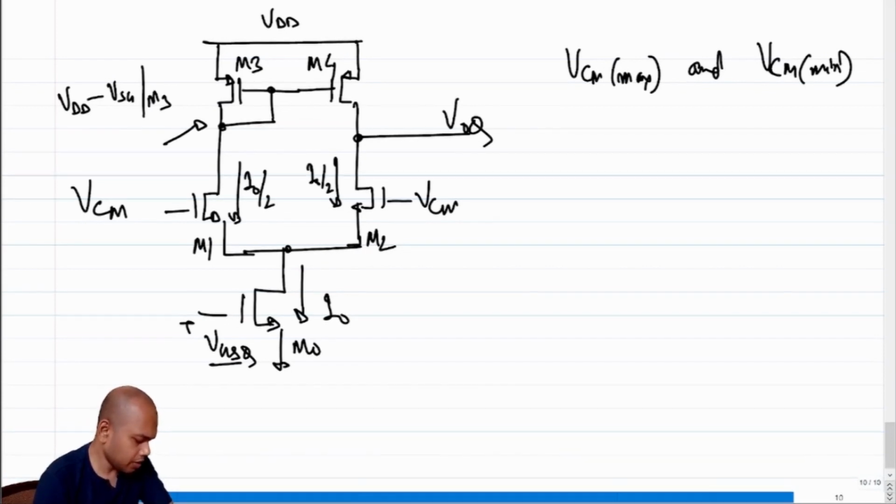Okay, so what do you think? How should we go about analyzing this? Let's do the VCM min first, because you will see that this is slightly simpler, and there is a continuity to what we are doing.